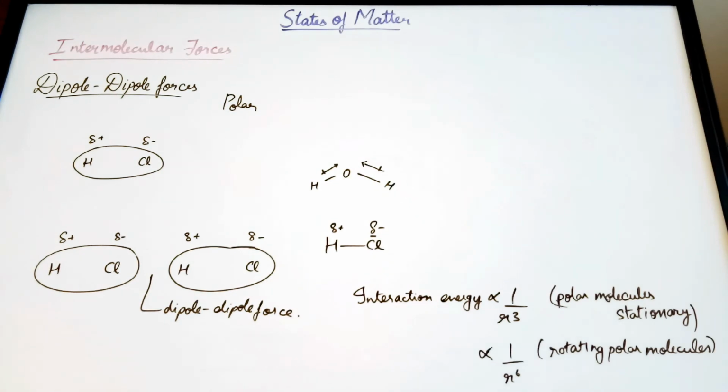Now the interaction energy when the polar molecule is stationary is inversely proportional to r to the power 3, where r is the distance between the two molecules, whereas if it is a rotating polar molecule, then it is inversely proportional to r to the power 6. It was first studied and given by Keesom in the year 1912, and he called these orientation forces.